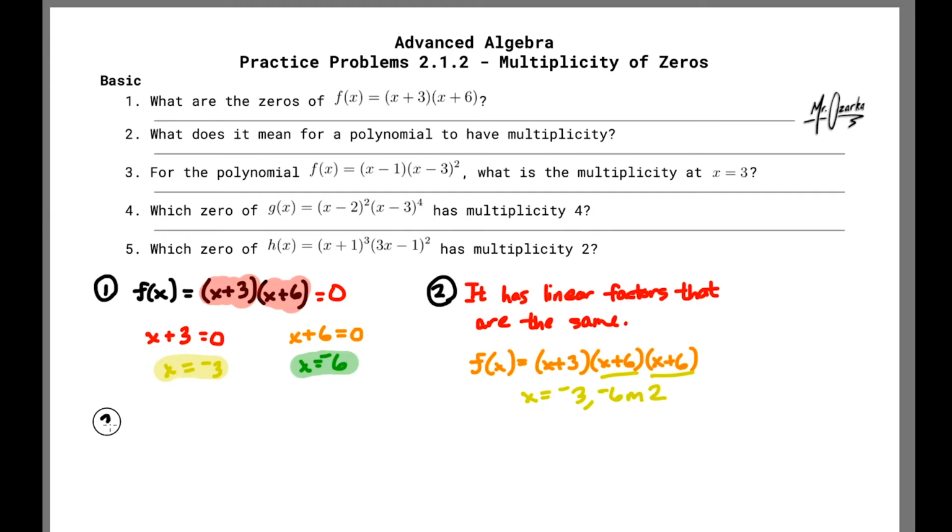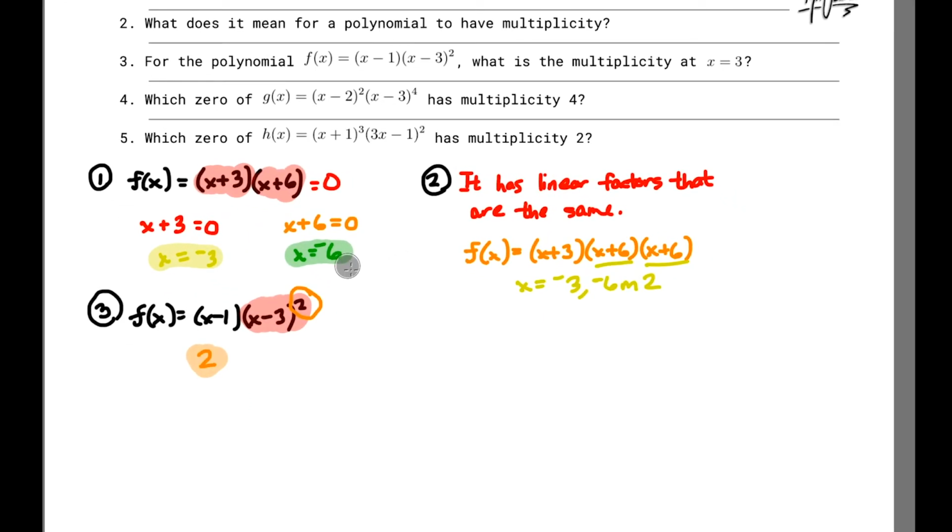Number 3, it says for the polynomial f of x is equal to x minus 1 times quantity x minus 3 squared, what is the multiplicity at x equals 3? Well, right here you can see what's causing that x equals 3 zero, because it says x minus 3. If I plugged in 3 there, I would get a 0. So the multiplicity is just whatever the power is up here. So the answer for this one would be a multiplicity of 2. And again, the power tells you right there what that is.